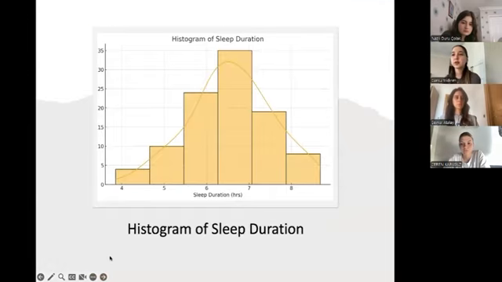This histogram shows the distribution of sleep duration among the participants. As we can see, most students reported sleeping between 6 to 7 hours per night, which forms the peak of the distribution. There are fewer students sleeping less than 5 hours or more than 8 hours, and the data appears to follow a roughly normal distribution. This visualization helps us understand the overall sleeping habits in our sample before we analyze any potential effects on academic performance.